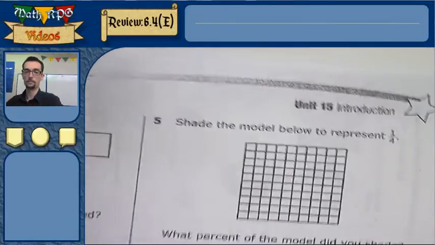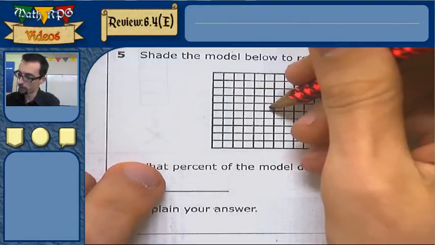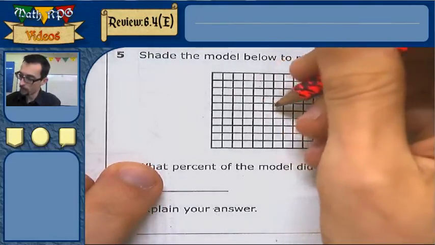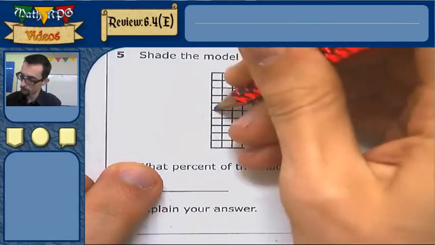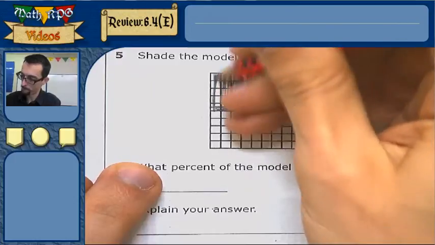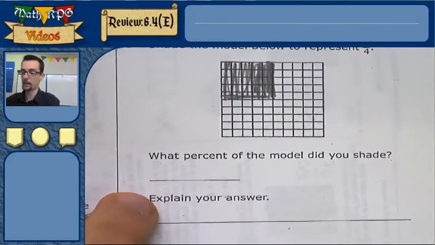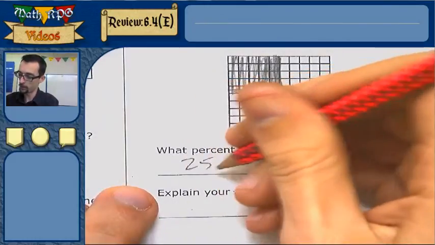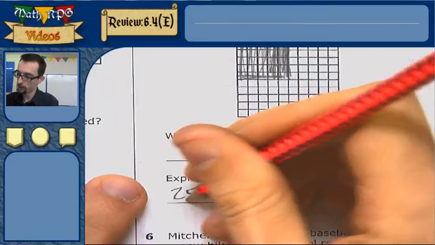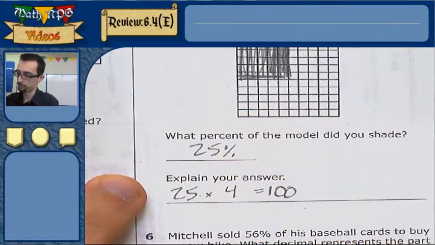All right, question 9. Shade the model below to represent 1/4. Okay, so that's going to be 1/4 of the squares. There's 100 squares, so if I shade in 25 of them, that'd be good. I'm going to shade in my fourth like this, because I feel like it. Okay, 1/4. What percent did you shade? I just explained that, 25%. Explain your answer. Well, 25 times 4 equals 100.